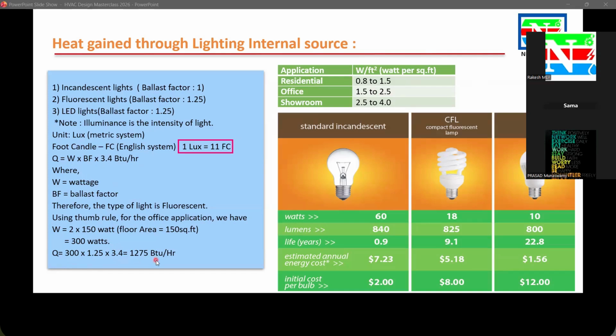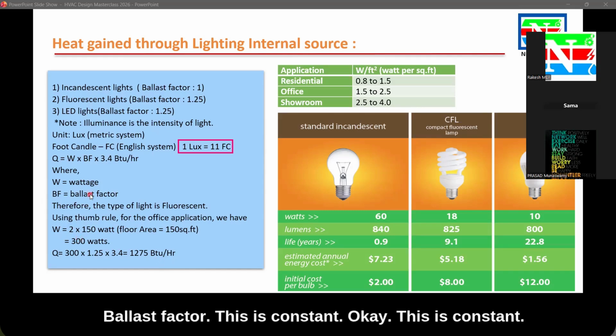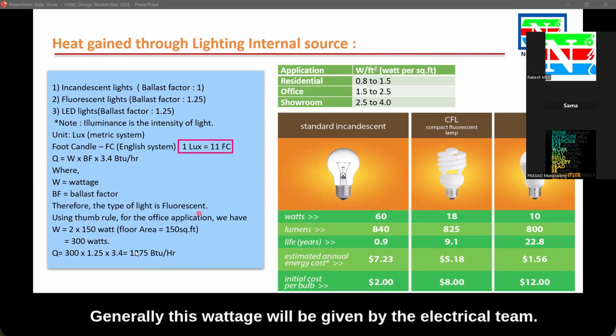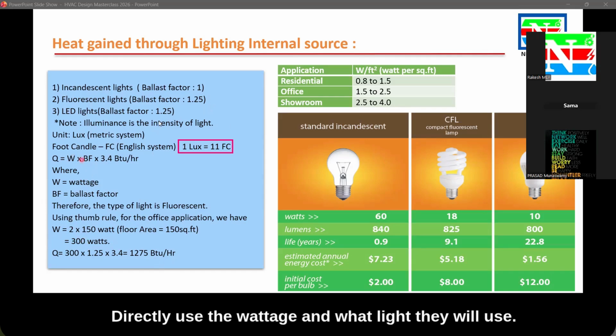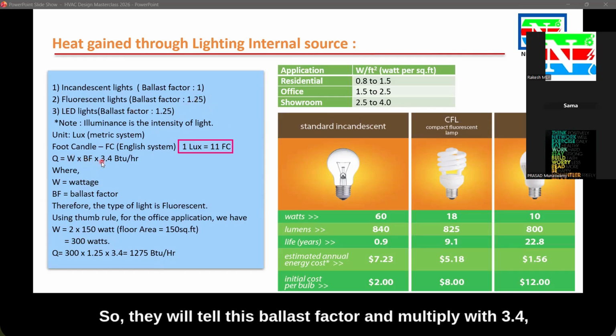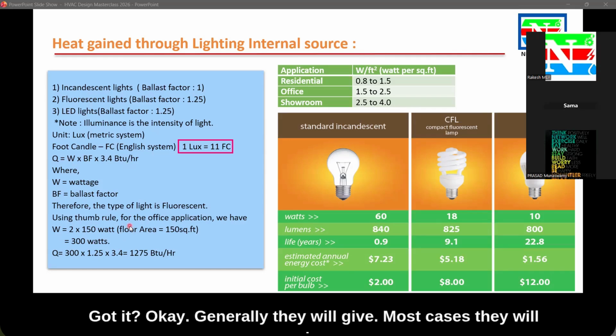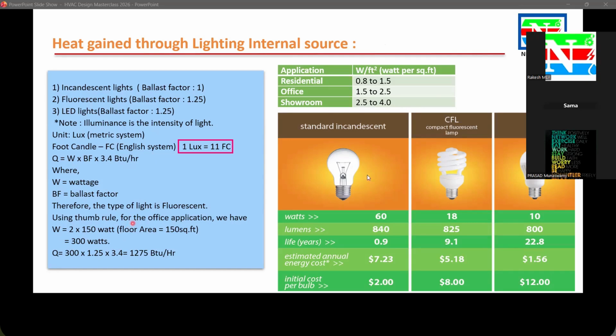Sama Prasad, any doubt? First, sir, which factor is this? Ballast factor. This is constant. So you have to see what type of light is used. Generally, this wattage will be given by the electrical team. Directly use the wattage and what light they will use. They will tell this ballast factor and multiply with 3.4. You will get BTU per hour. If they do not give, you can find out using this thumb rule method. Generally, in most cases, they will give.